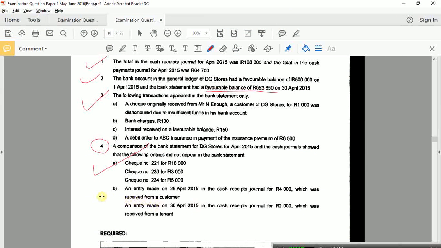Okay. Cool. Next. An entry made on 29 April 2015 in the cash receipts journal for 4,000, which was received from a customer. Bank reconciliation statement. So it's a payment, sale. Cash journal shows it does not appear in the bank statement. So we need to reconcile.